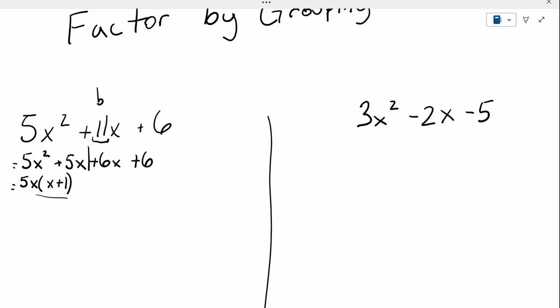Now, what can we factor out of the second side of this equation to leave us with an x plus 1 on the inside of the bracket? That's just 6. So we write 6, and then after we factor the 6 out, we'll be left with x plus 1, just like that. Now, the last step is to just write whatever is outside the brackets inside a bracket. So this becomes 5x plus 6. And our second bracket is just whatever this bracket is. So this is just x plus 1. And this would be our fully factored form using factoring by grouping.